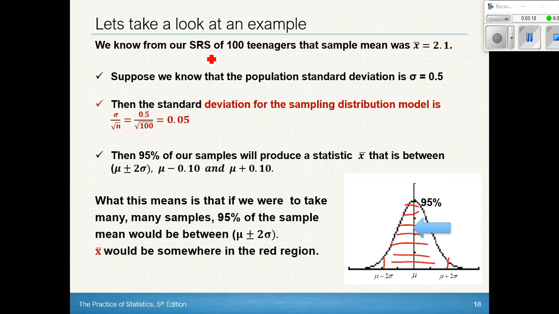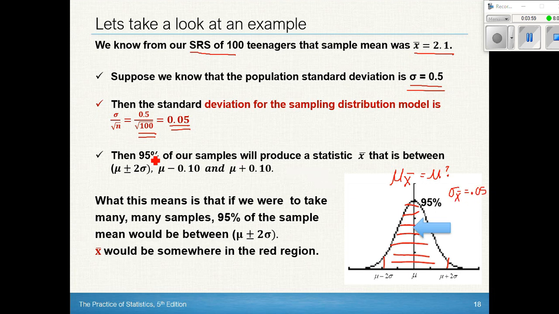We know from our simple random sample of 100 teenagers that the sample mean was 2.1. Let's say that we know that the population standard deviation is 0.5, okay? The standard deviation for the sampling distribution is going to be sigma divided by the square root of n, which is 0.5 divided by the square root of 100, or 0.05. Okay, so basically if we're looking at our curve down here, we don't know the population mean, but now we know the standard deviation here is going to be 0.05.